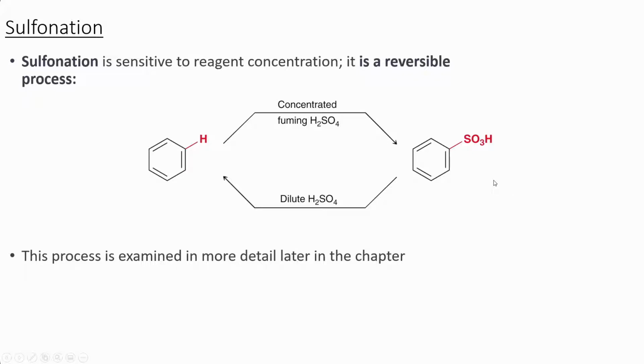Overall, this reaction is going to be dependent on the concentration of the sulfuric acid. The SO3H is a good leaving group, so in dilute sulfuric acid, mostly water, the reverse process is also possible. And we can look at the reverse process a little bit later in the chapter, but for now, we'll focus on the electrophilic aromatic substitution portion of this reaction.